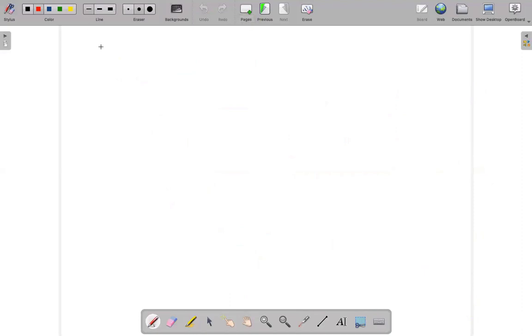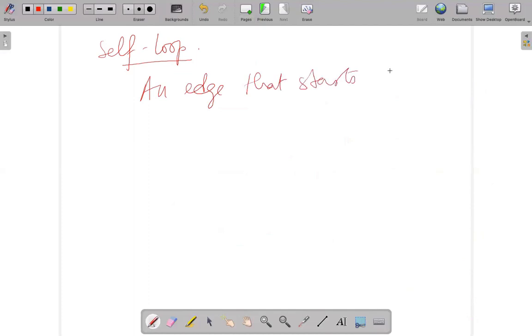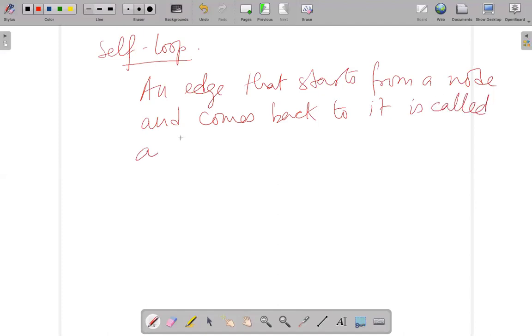So the next thing is self loop. An edge that starts from a node and comes back to it is called a self loop. So an example once again.